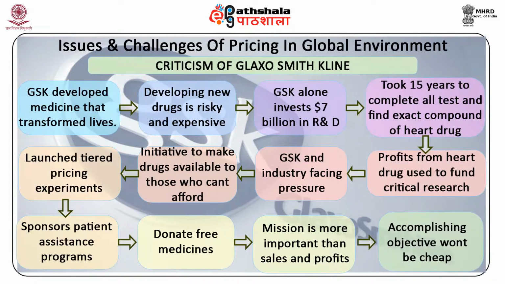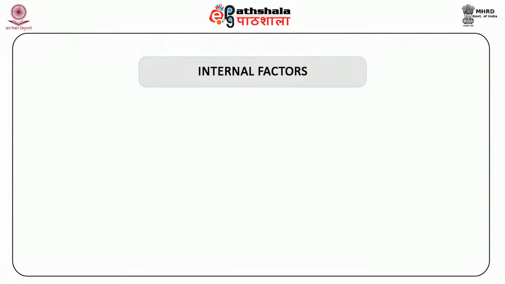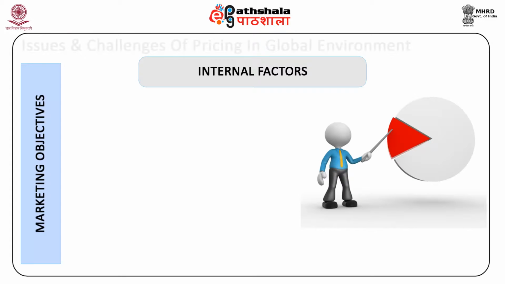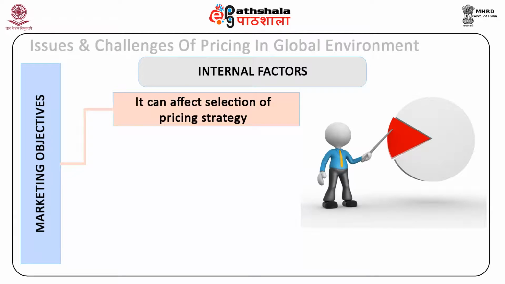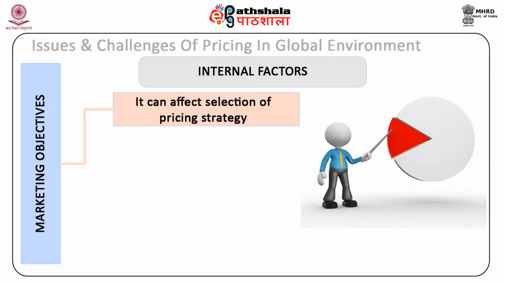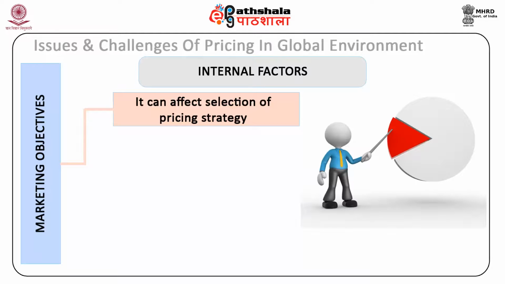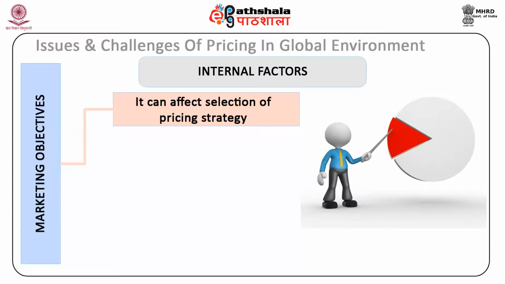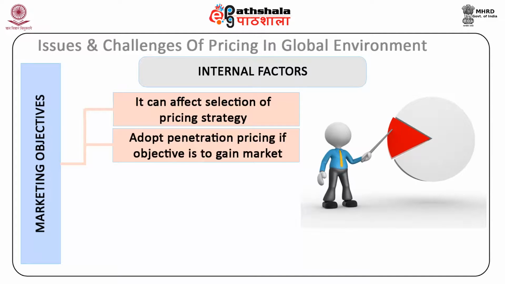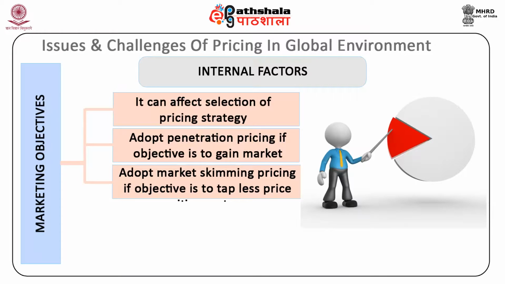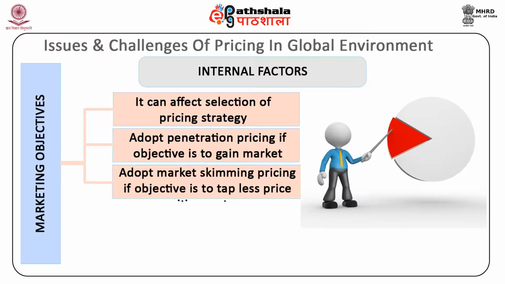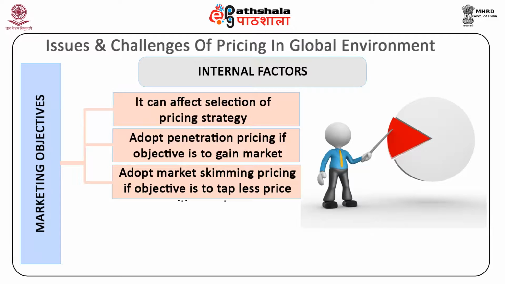Accomplishing this mission won't come cheap. Second internal factor is marketing objectives. The marketing objective of a firm to enter into a global market can also affect selection of a pricing strategy. For example, if the objective is to gain a large market share, this would require a firm to adopt penetration pricing, whereas in order to tap less price-sensitive customers, it calls for adopting market skimming pricing.